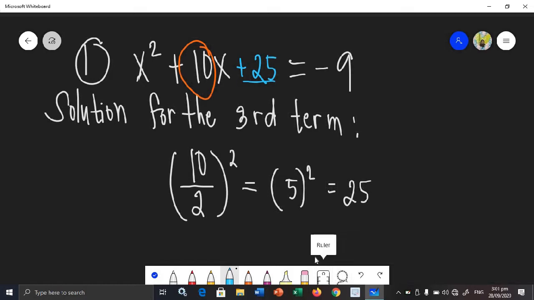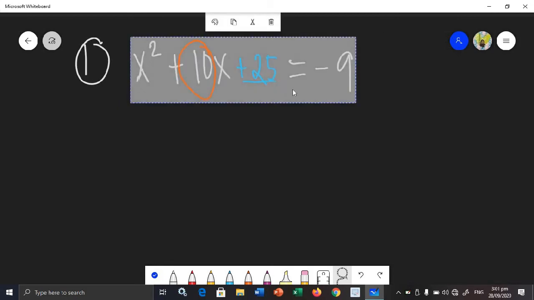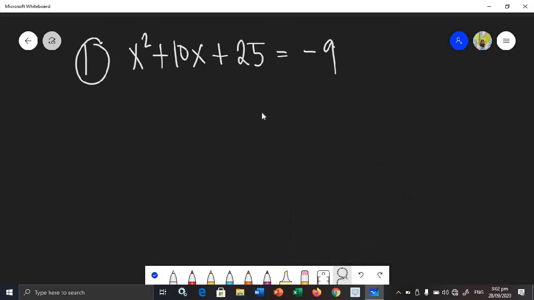Nagets ba yun? So, using the coefficient of the middle term in the trinomial, we will divide it by 2 and then we will square the quotient. Ganun yung mangyayari para ma-solve natin yung third term. So, I'm going to erase this part. So now that we know how to find the third term, ayun na ngayon yung magiging given natin. So, I'm just going to rewrite that: x squared plus 10x plus 25 equals negative 9. So, ma'am, what's next po?